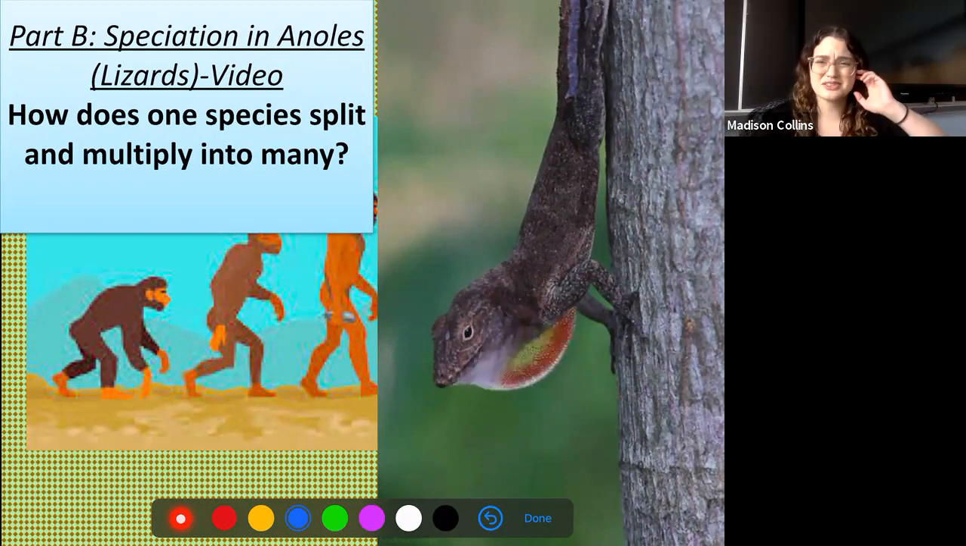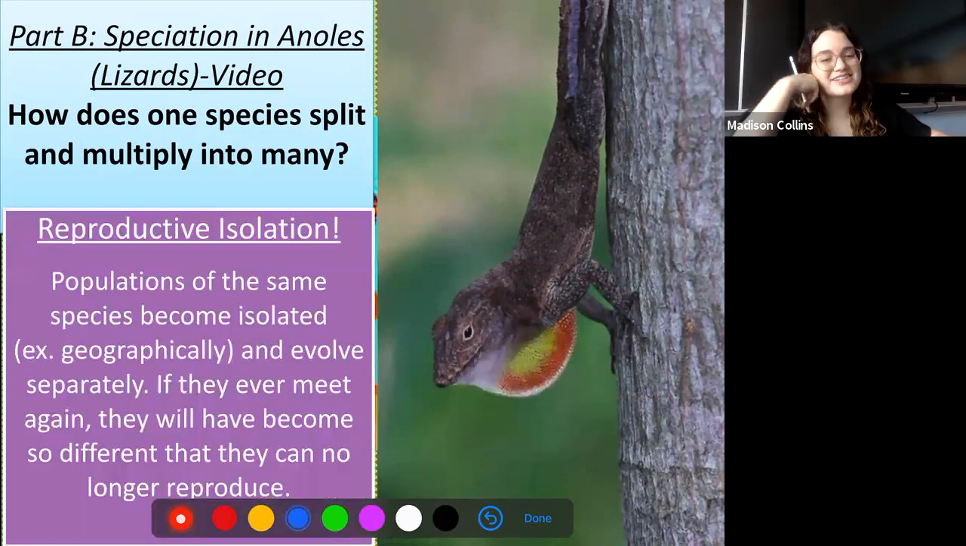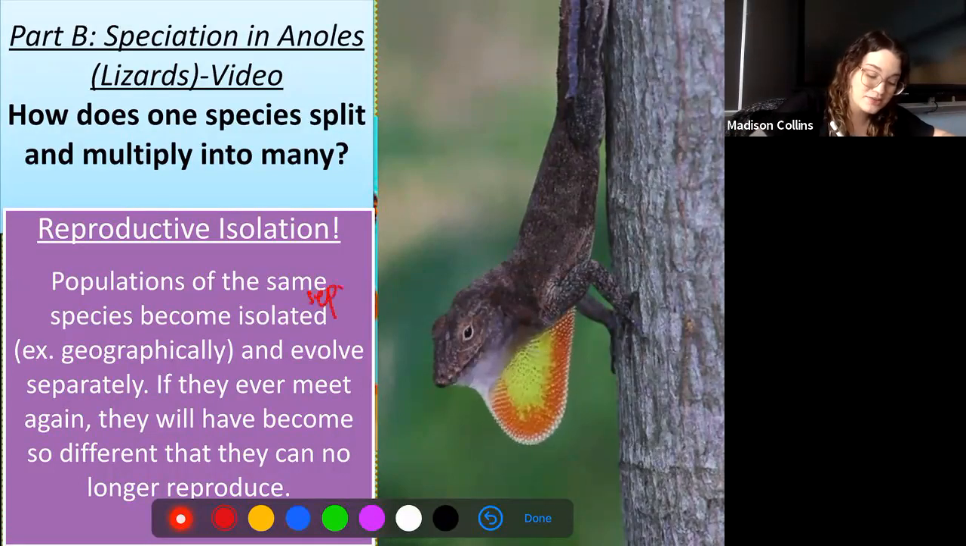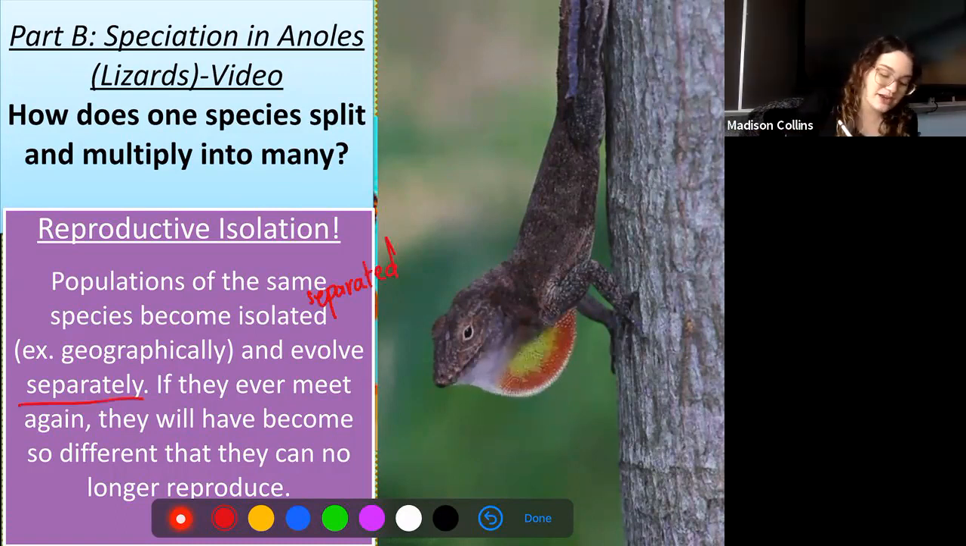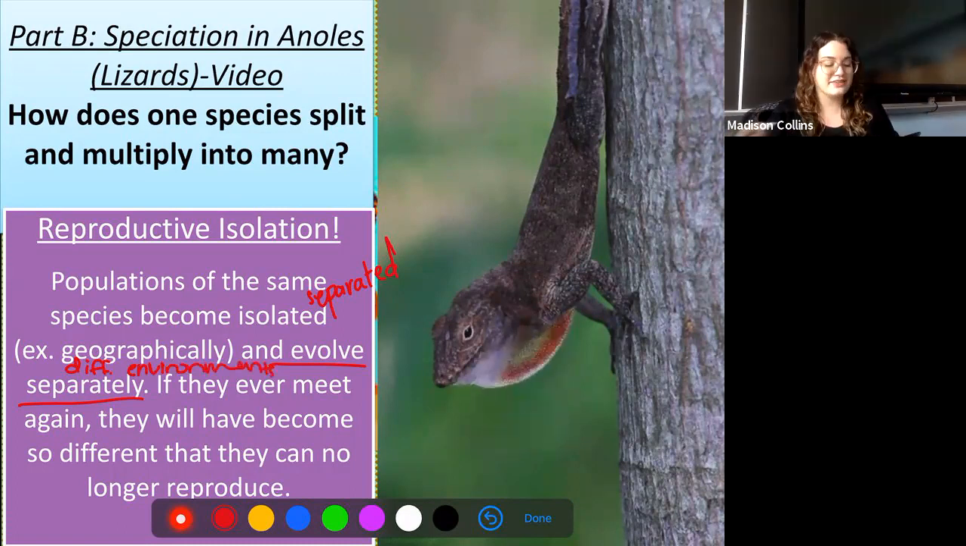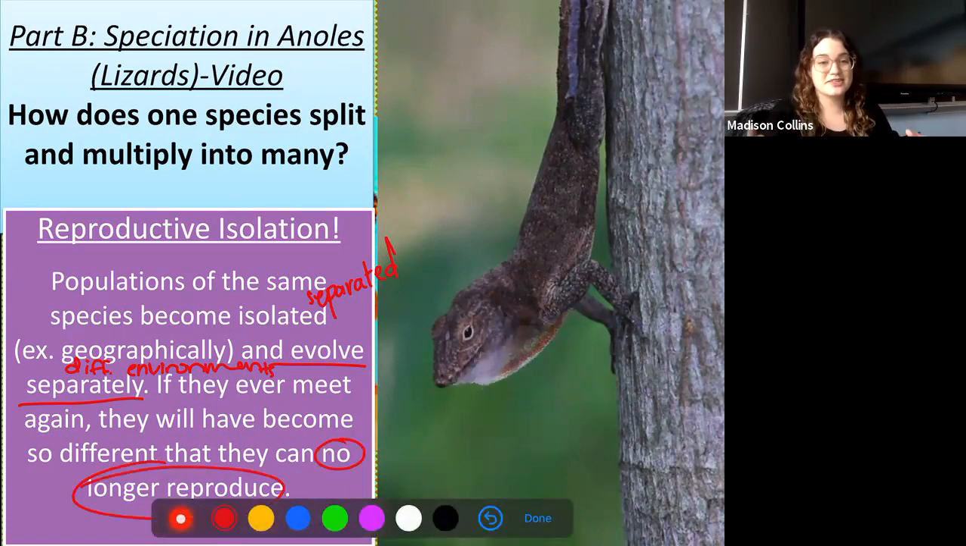They were like, what are you? And they can't breed. So this is known as reproductive isolation. Again, this is when populations of the same species become isolated or separated from one another. So one example of that is through geographic isolation, and evolve separately, right? They've got different environments. So this means that if they ever meet again, they will have become so different that they can no longer reproduce. And this is how we get different species, right? When they can no longer reproduce together.